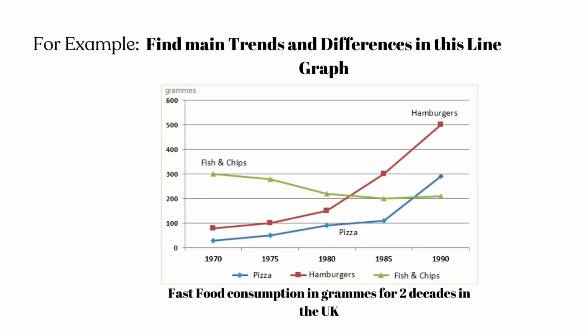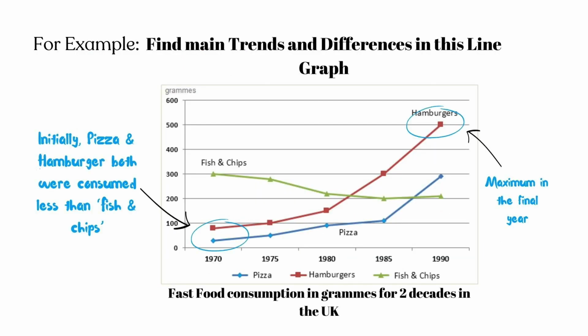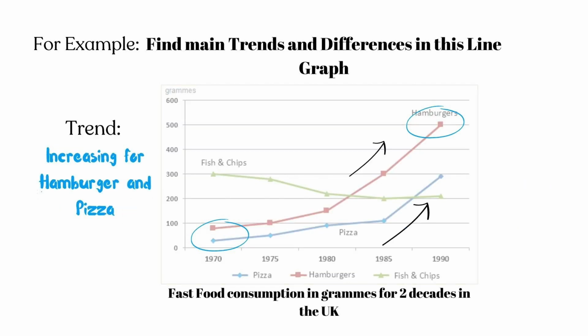For example, find the main trends and differences in this line graph. Here, the main differences are the highest and the lowest points. Lowest points are namely the ones where pizza and hamburger are consumed less than fish and chips, and maximum points are the ones where hamburger is consumed more than the other two. And the trend here, as directed by the arrows, is increasing for hamburger and pizza.